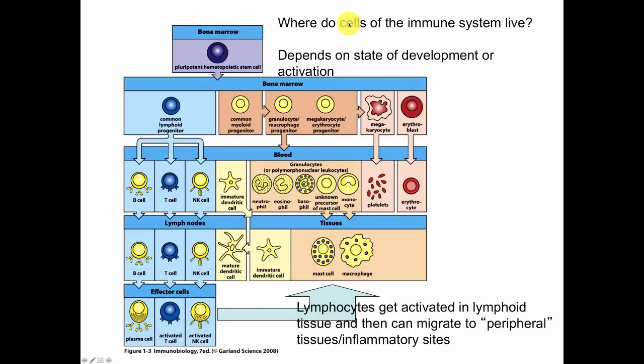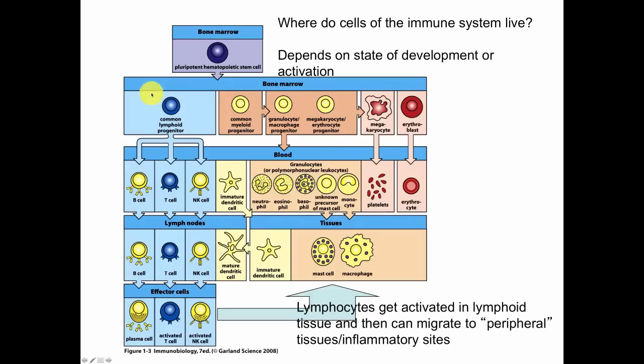And so this is just a slide to get across that idea in a little bit more detail about where cells of the immune system live. And it's a little bit complicated, and it depends in part on the state of development or state of activation of a given cell. So all of these white blood cells arise from a common hematopoietic progenitor cell that's in the bone marrow, and all of these different cell lineages develop at one stage or another within the bone marrow.